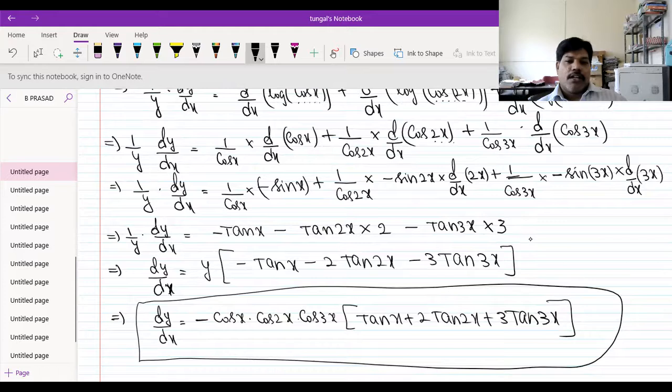So already you know that the derivative of 2x is 2 and the derivative of 3x is 3, and all the terms have a minus common. So take the minus common. And what is the y value, students? Cos x into cos 2x into cos 3x. So see that question, students.